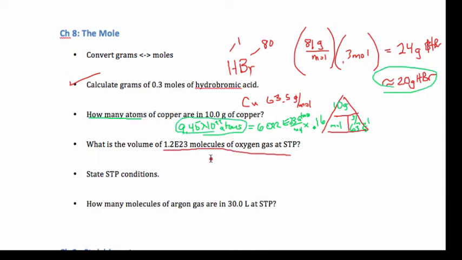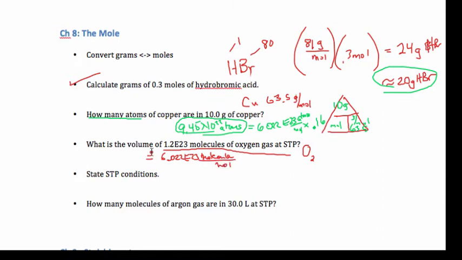What is the volume of 1.2 times 10 to the 23 molecules of oxygen gas at STP? All right, first up, I hope that as soon as you see oxygen gas, you think O2, not O. Molecules, because it's one of the diatomic molecules. All right, a number like this, I want to move that to be moles. So I take that count and I divide it by 6.02 times 10 to the 23 molecules per mole.